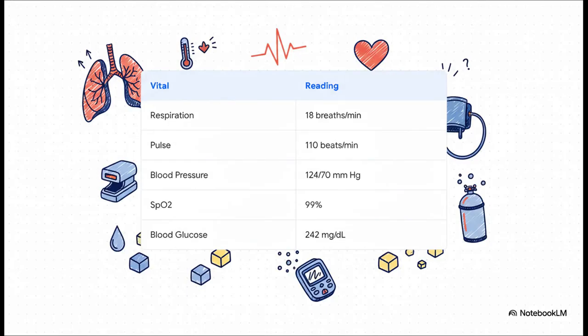His breathing is fine. Pulse is a bit high at 110, which we'd expect. Blood pressure is normal. But then look at this last number. Blood glucose is 242. Whoa, that is dangerously high, and it confirms exactly what we were suspecting. His diabetes is a huge piece of this story.